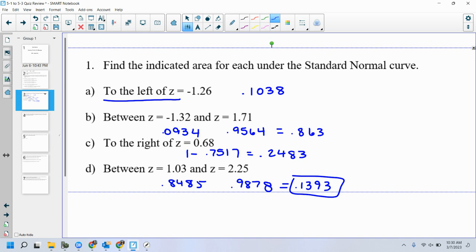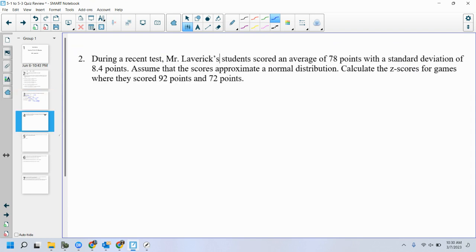Questions on number 1? Feel good about that, right? Pretty simple there. No context to it. Just given the z-score, find the areas. Remember, z-score table is always going to be to the left. All right, let's take a look at number 2 then.